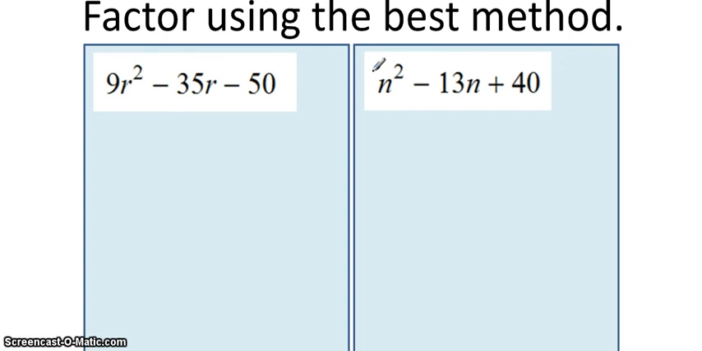Hopefully this has clarified the difference between the multiply and add method and the AC method, because again, multiply and add is much more efficient than the AC method, so you do not want to use the AC method unless you absolutely have to.